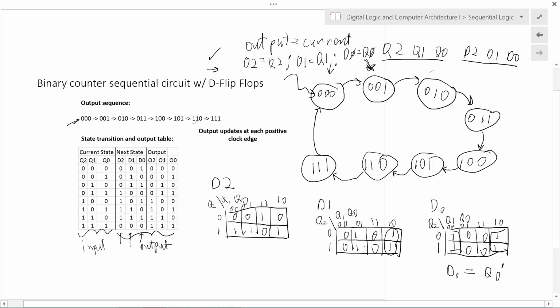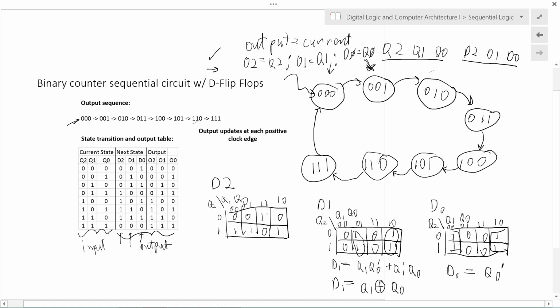Next we can look at D1. We'll grab these two. D1 equals Q1 Q0 prime, or Q1 prime Q0. This is the same as Q1 XOR Q0 for D1.